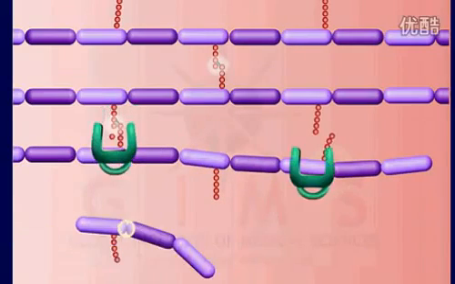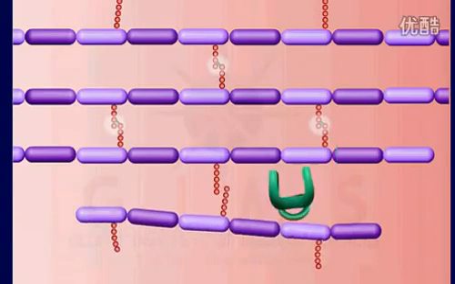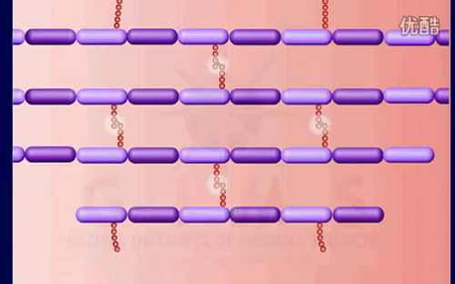Eventually, several layers of peptidoglycan are formed, all of which are cross-linked to create the cell wall. Gram-positive bacteria may have more layers than gram-negative bacteria and thus have a much thicker cell wall.